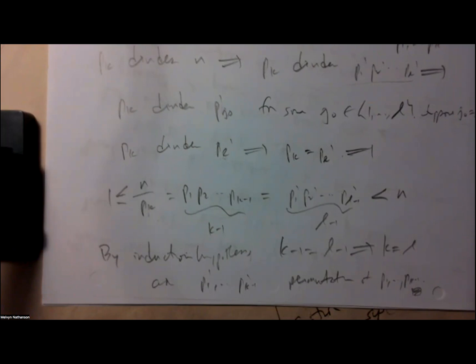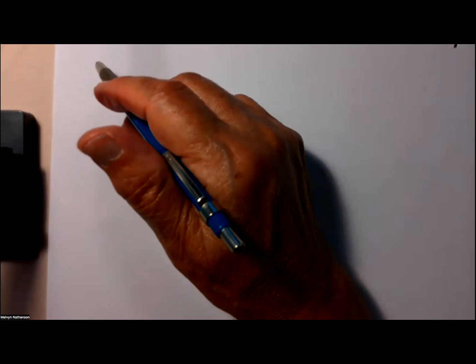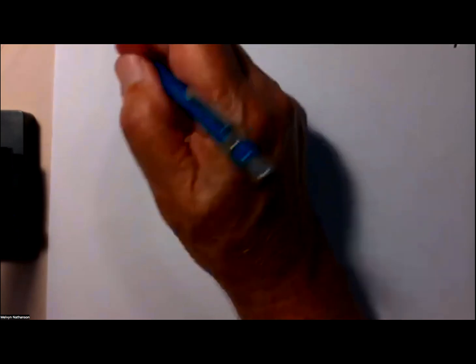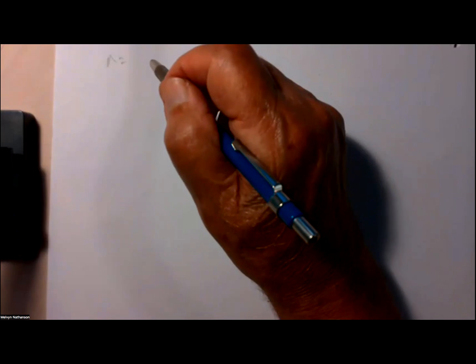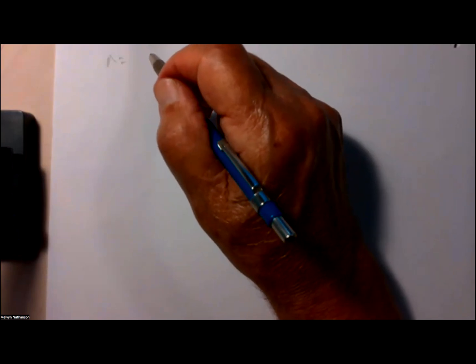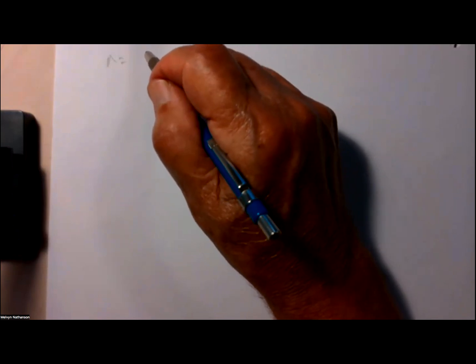And that's the proof. That is the proof of the fundamental theorem of arithmetic. So for small numbers, you can try to factor things by hand. I mean, suppose you have n equal to 196. How can we factor this number?